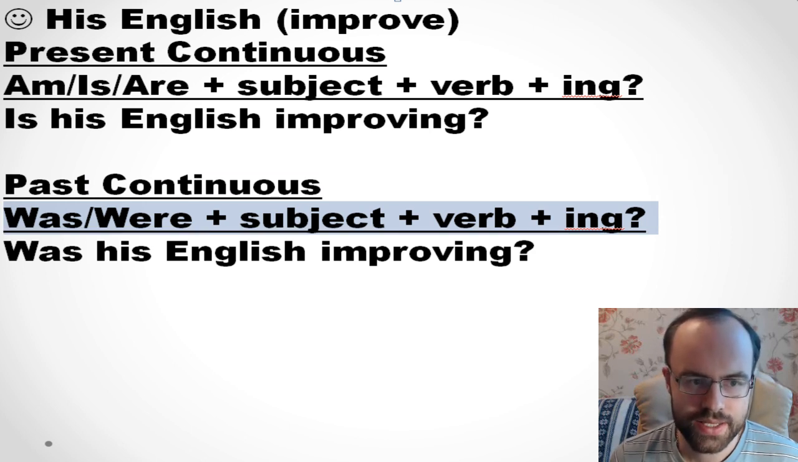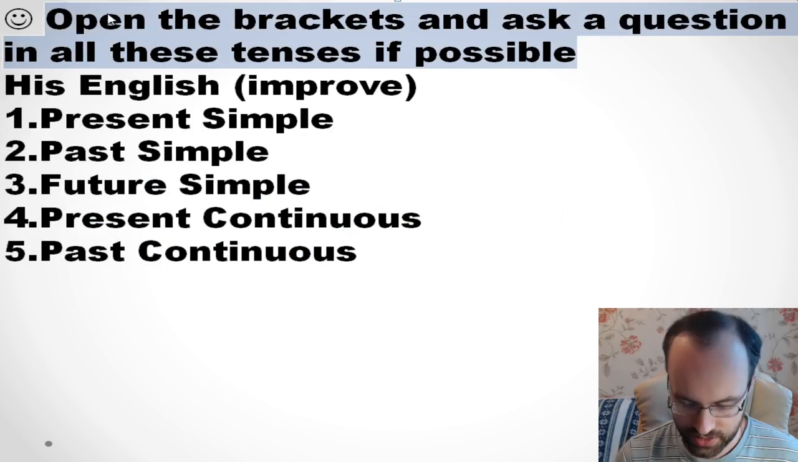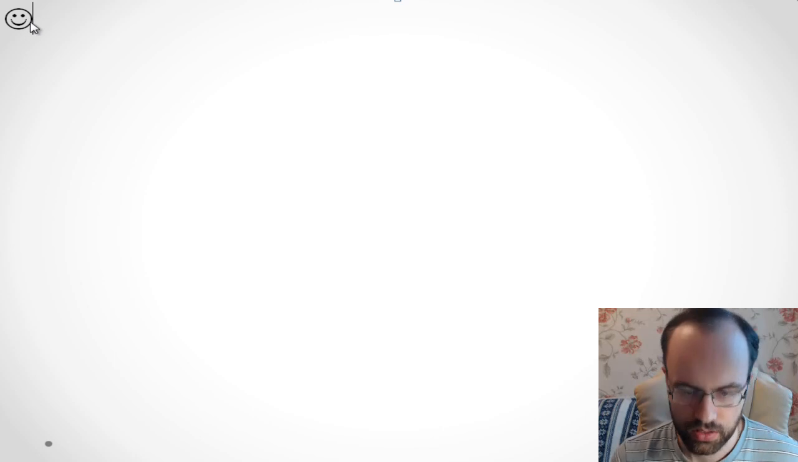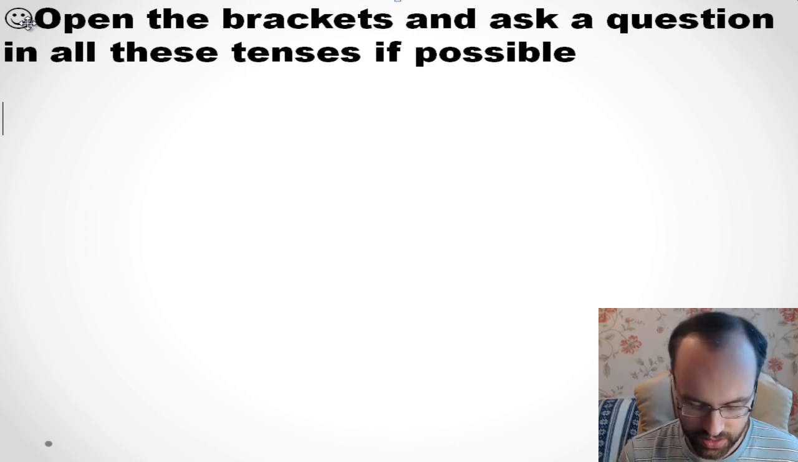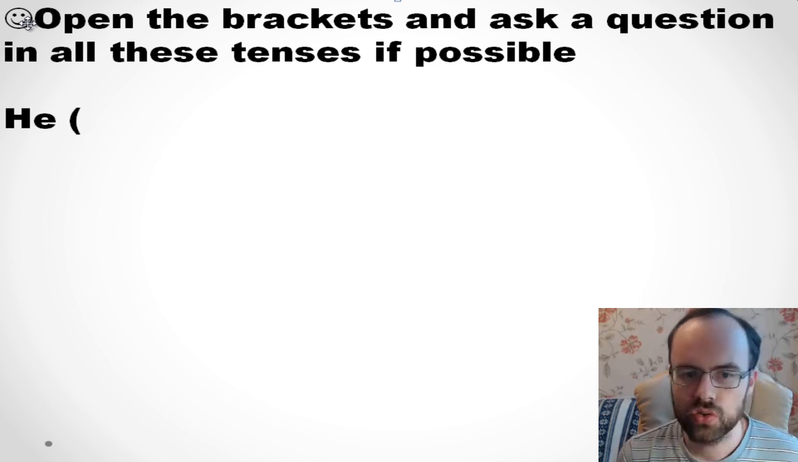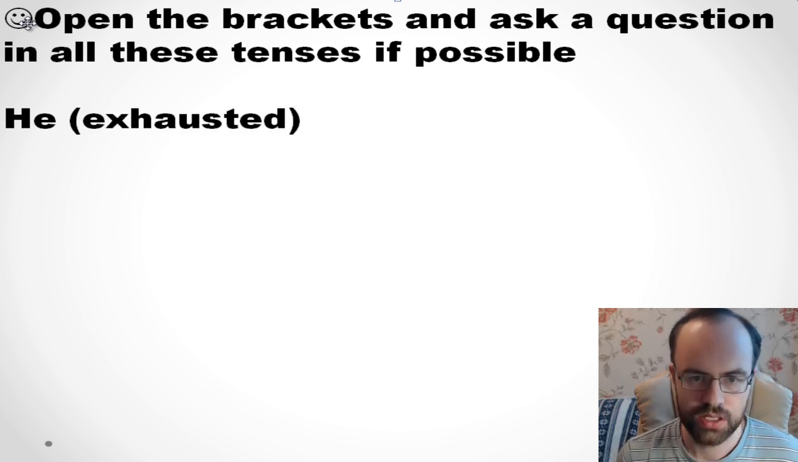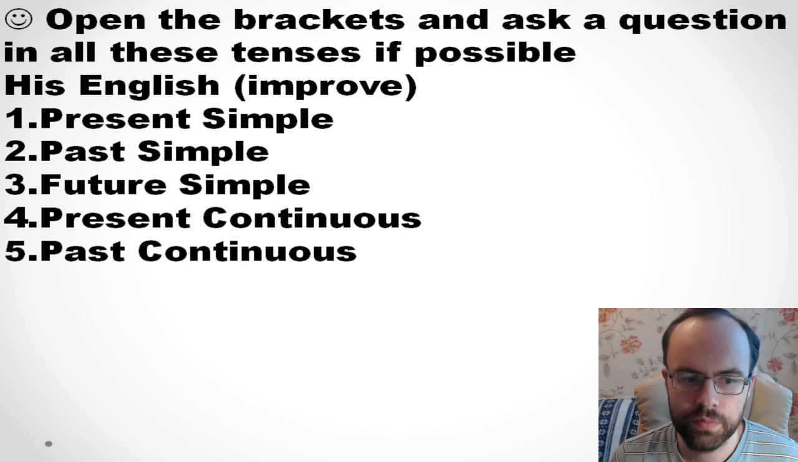Okay, so let's do a similar exercise. You need to do the same: open the brackets and ask a question in all these tenses if possible. We'll have another example, yeah? We'll have to work with this sentence: he is so exhausted, yeah? Okay, let's try to say it in all these tenses if possible.